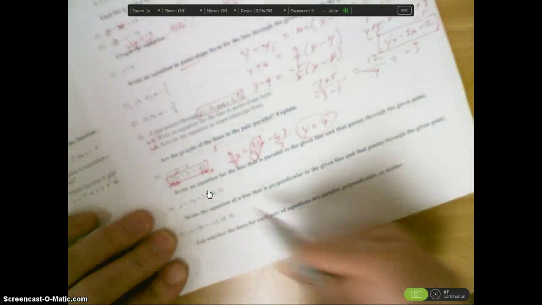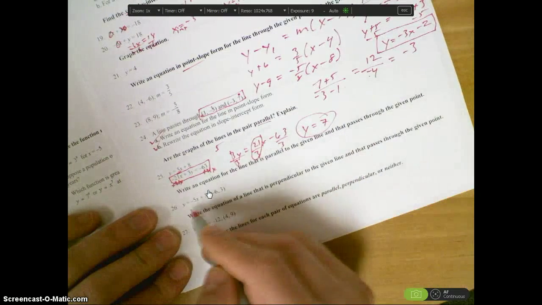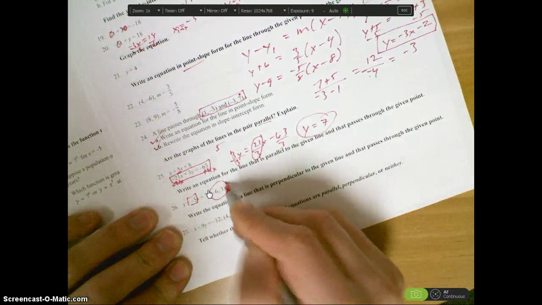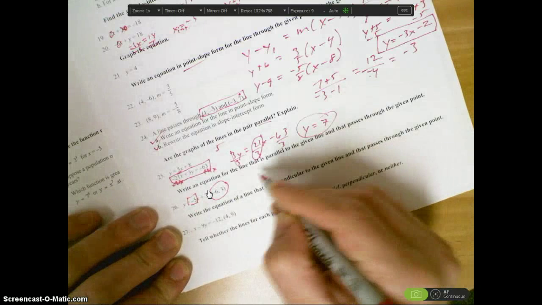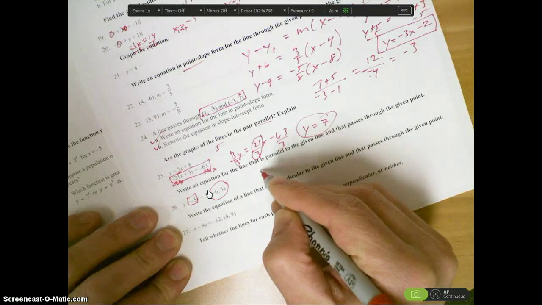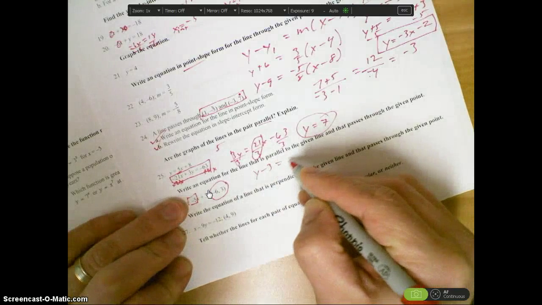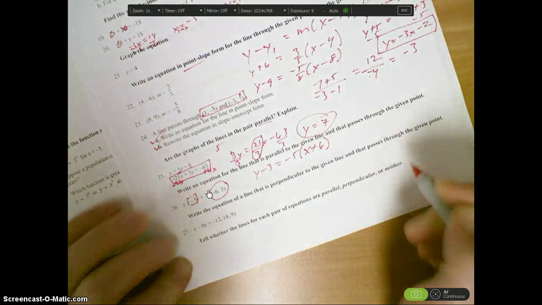Okay. Write the equation for the line that is parallel to the given line that passes through the given point. So here's the given line. It's negative 5. So anything that goes through this point that's parallel to that line is going to have the same slope. So I know then that I'm going to use point slope again. So I'm going to use this point, y minus 3 equals, my slope needs to be the same, so negative 5, x plus 6 is the answer.